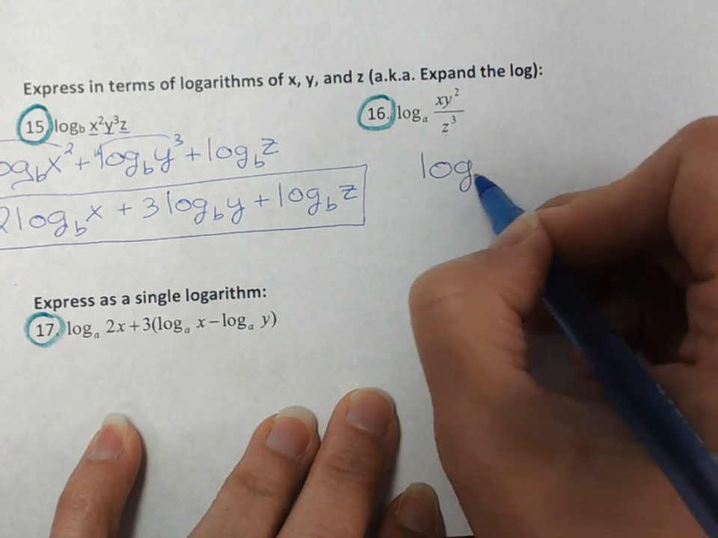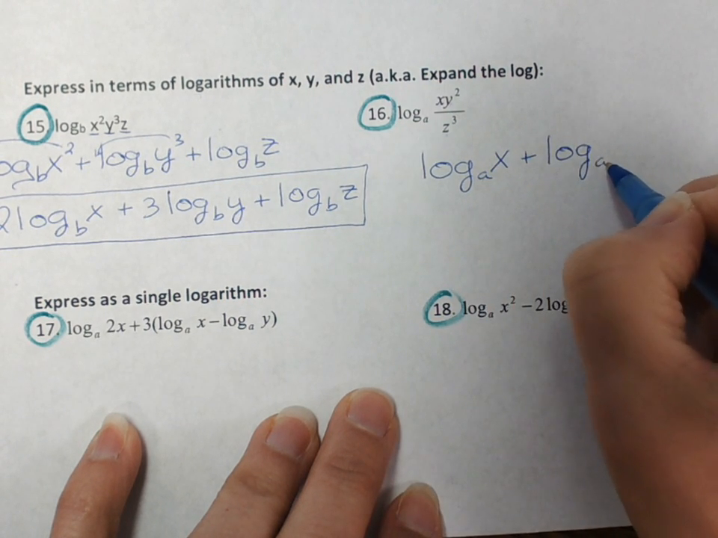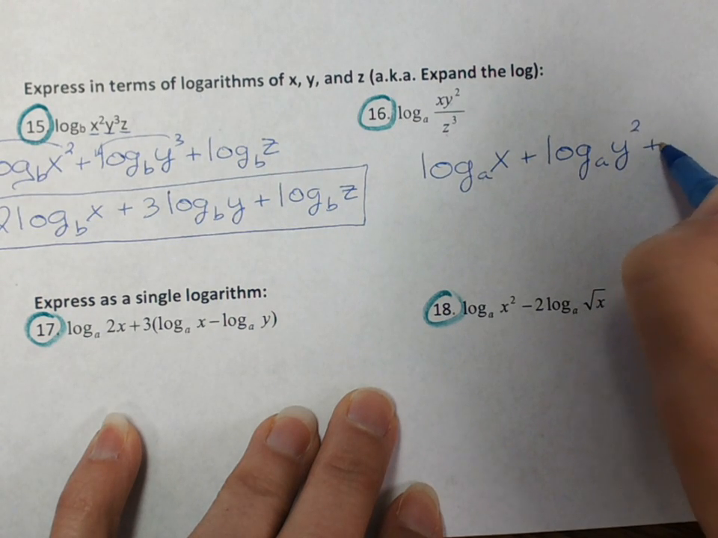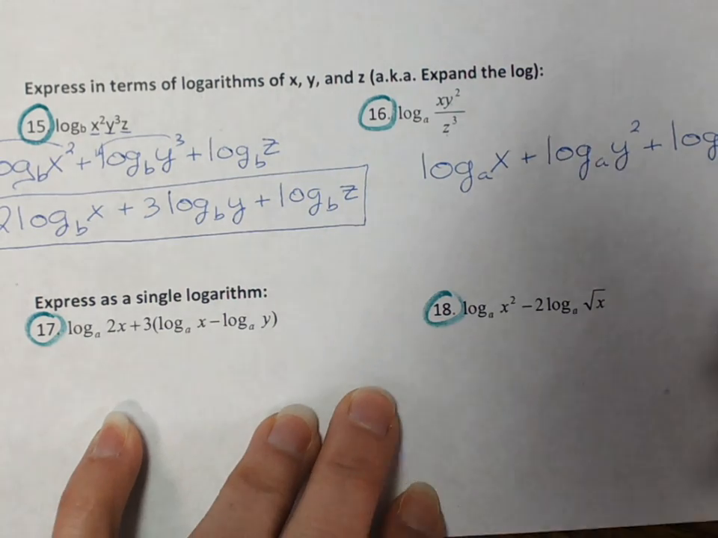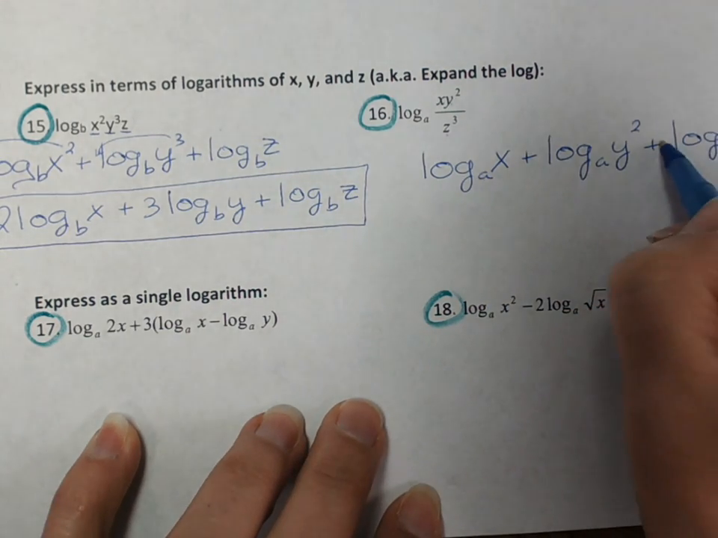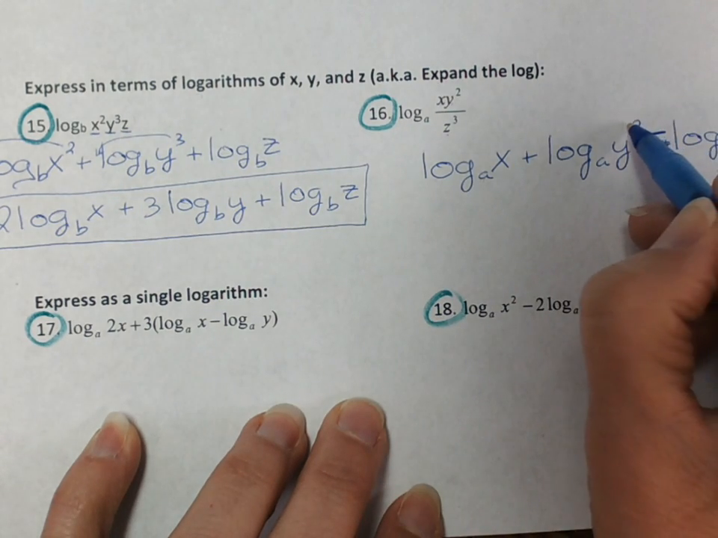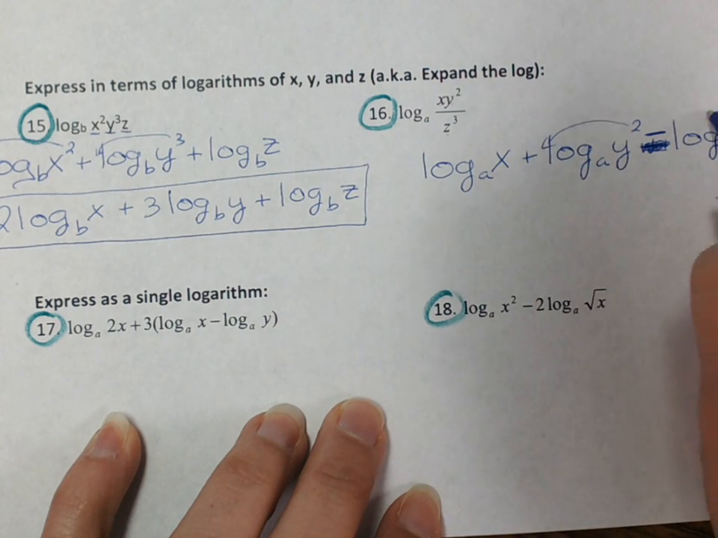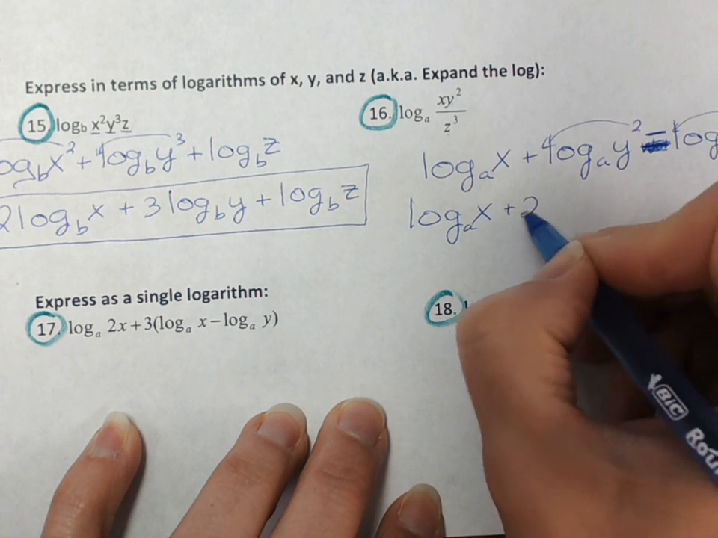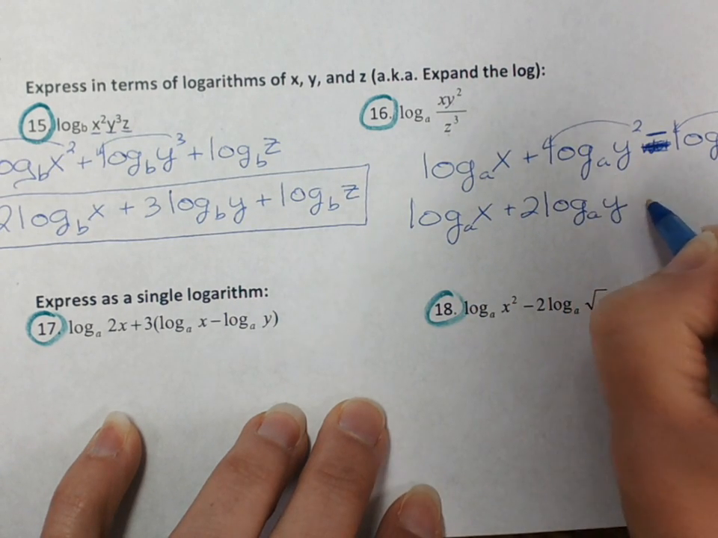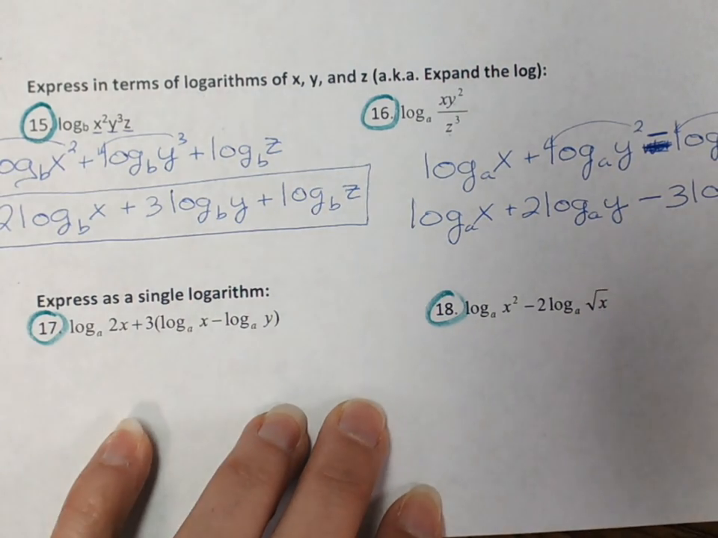So I'm going to have log base a of x plus log base a of y squared plus log base a of z cubed. And then I do the same thing. I'm sorry, it's not a plus. It's a minus because I'm dividing by that. So then the final thing I can do is pull those exponents out to the front. So my final answer is going to be log base a of x plus 2 log base a of y minus 3 log base a of z. And that's your final answer.